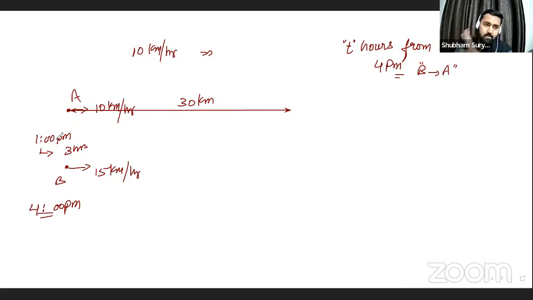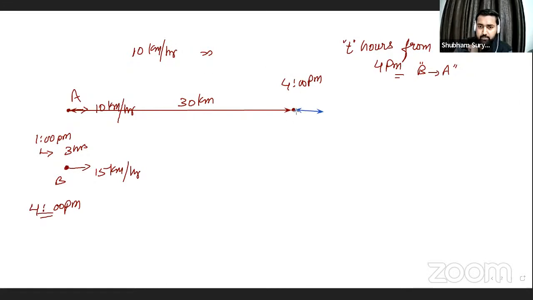Person A started running at 1 p.m. He ran for 3 hours and has already covered 30 kilometers, and now the time is 4 p.m. So at 4 p.m., person A is standing over here, 30 kilometers ahead of person B, and person B is standing over here, 30 kilometers behind person A, and he has started running. Now from 4 p.m., exactly after T hours, person B catches person A.